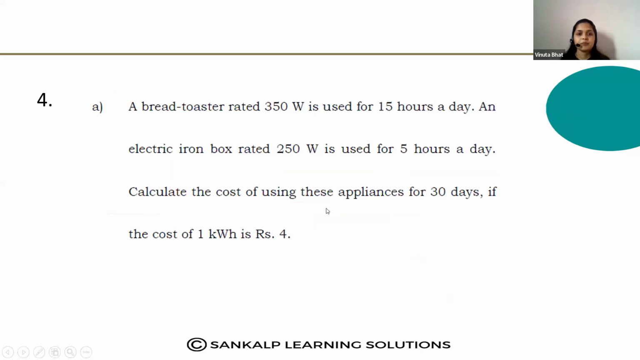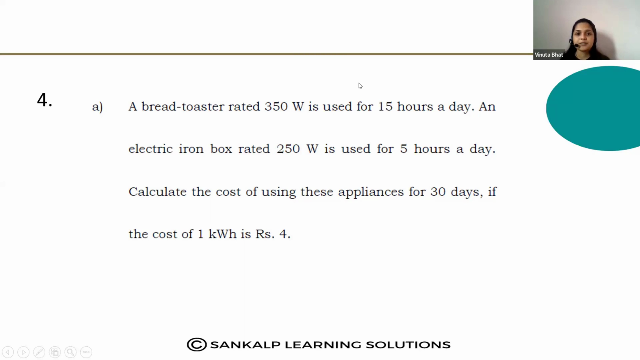Next question. A bread toaster rated 350 watt is used for 15 hours a day. An electric iron box rated 250 watt is used for 5 hours a day. Calculate the cost of using these appliances for 30 days if the cost of 1 kilowatt hour is Rs 4.